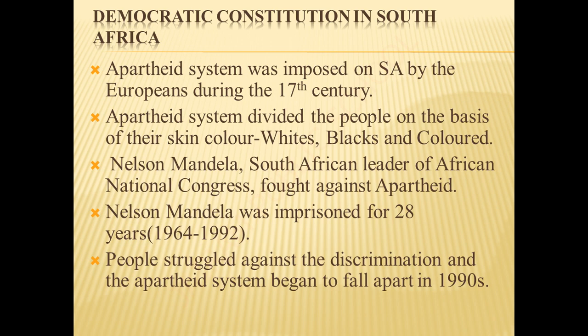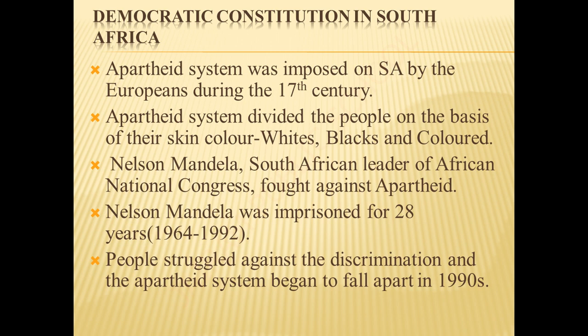Some sensitive whites. Sensitive whites are the European people who thought what the other European people were doing was very unfair and harsh. So some sensitive white people also joined the African National Congress to protest against the apartheid system. Nelson Mandela, along with 7 others who fought against the apartheid system, was imprisoned for 28 years in Robben Island, that is from the year 1964 to 1992.